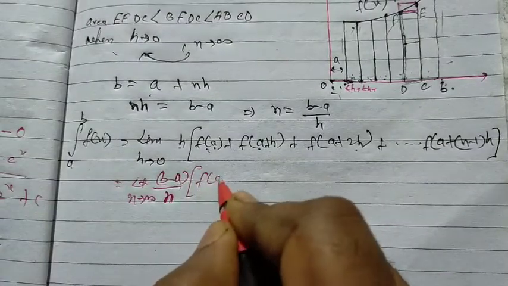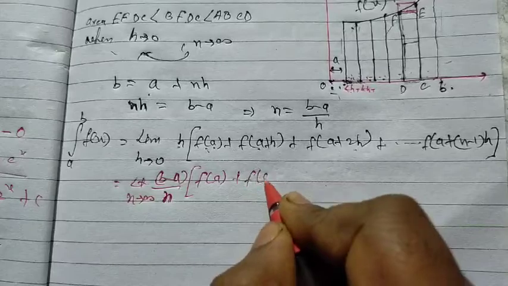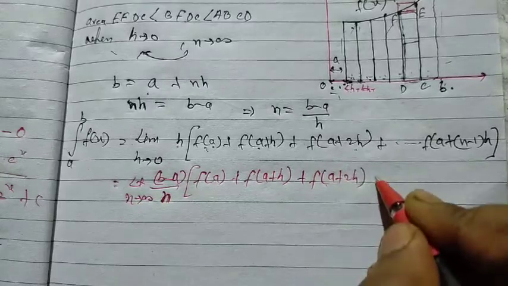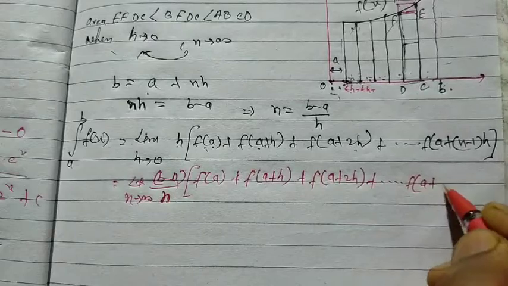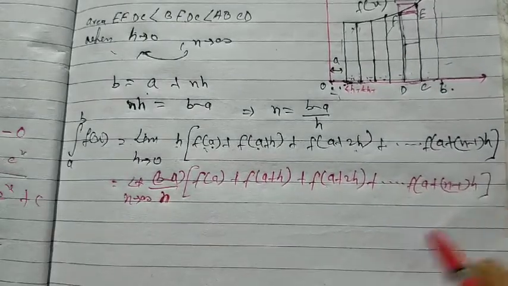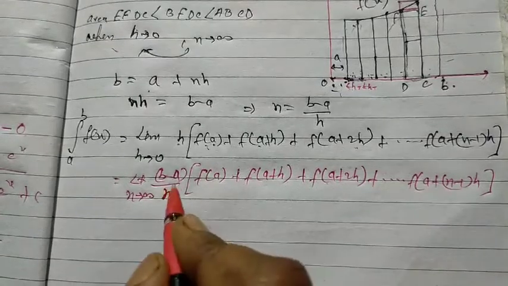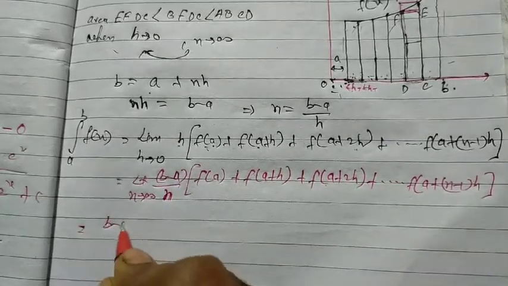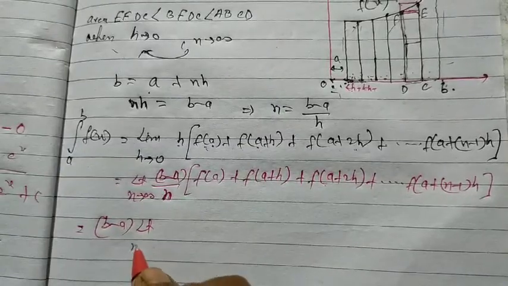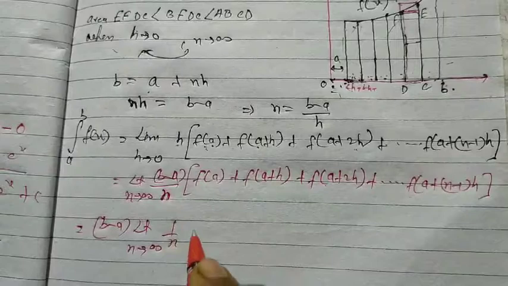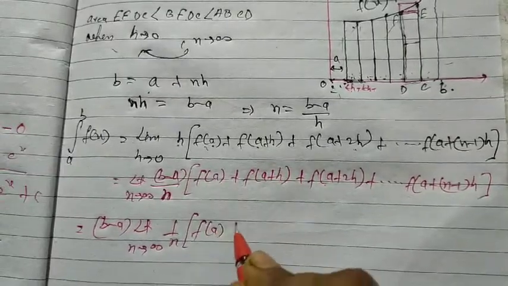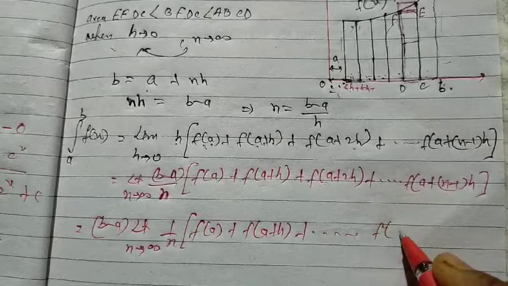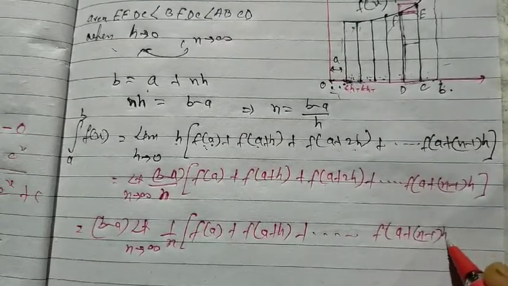Then here f of a plus f of a plus h plus f of a plus 2h plus up to f of a plus n minus 1 h. Okay, now this b minus a is a constant, so it can come outside the limit. b minus a, limit n tends to infinity, 1 upon n, f of a plus f of a plus h plus and so on, we can write up to f of a plus n minus 1 into h.